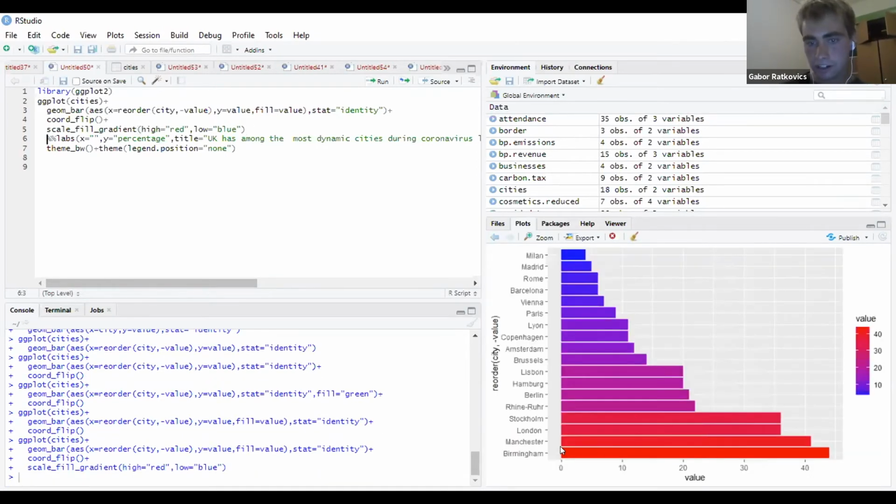And if I make this change, now I see that the cities that were the most dynamic over this lockdown period are now shaded with the red color. So far we covered how to arrange data when we have a lot of data to visualize, and we also touched upon how to use colors to communicate effectively.